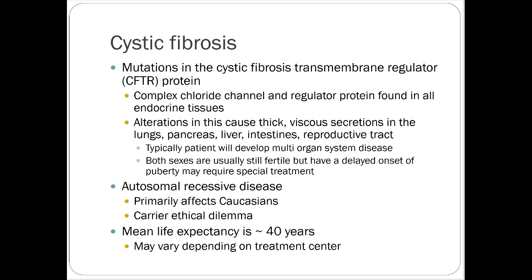Let's talk about cystic fibrosis, because it's something that's going to mainly affect pediatrics, although you can definitely live into your adult years with CF. What it is, is a mutation in the cystic fibrosis transmembrane regulator protein, which causes chloride channels to work inappropriately. What happens is you get a thick, viscous secretion in the lungs, pancreas, liver, intestines, and reproductive tract. Those are all your primary targets of symptoms, the lungs being the most problematic for quality of life, and ultimately probably causing the most mortality in these patients.